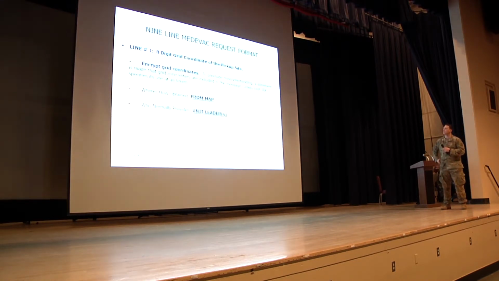All right, so line 1, the 8-digit grid coordinate of the pickup site. To preclude misunderstanding, a statement is made that the grid zone letters are included in the message, including the SOP. It usually comes from the RTO.